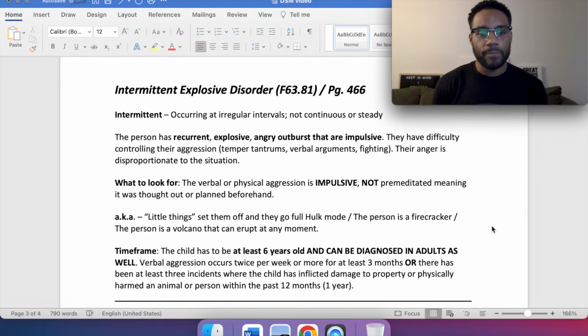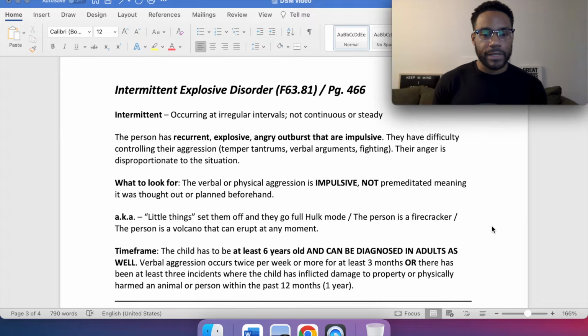What to look for? The verbal or physical aggression is impulsive, not premeditated, meaning it was not thought out or planned out before. AKA, little things set them off and they go full hawk mode. The person is a firecracker. The person is a volcano that can erupt at any moment.